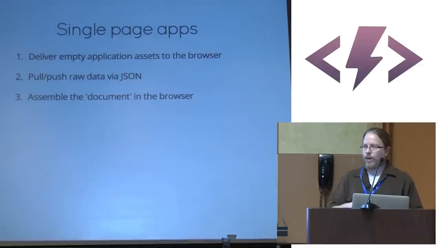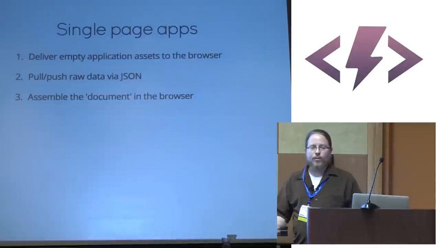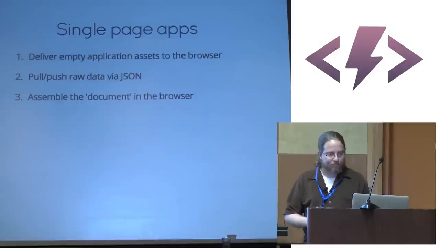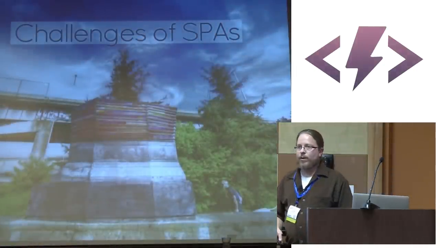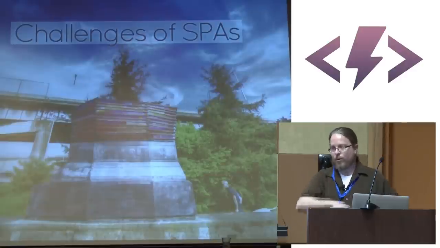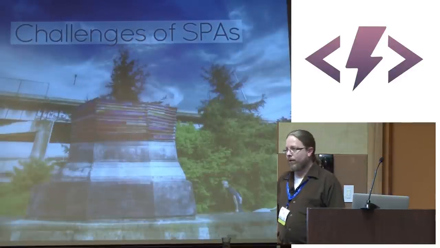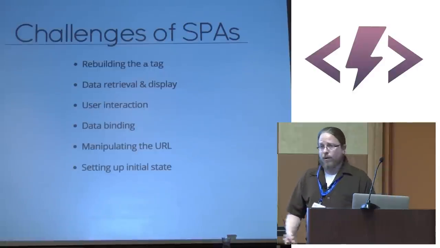With a single page app, you do things completely differently. You want to deliver empty application assets to the browser, let the browser assemble the DOM itself using all of your assets, and then you're pushing and pulling data via JSON. So if you've ever worked in an SPA of any sort, you know that there are a lot of challenges that come up. And the reason that you would use a framework like Ember is you don't want to have to overcome these challenges on your own. You want to just use something that somebody else has already figured out how to get over all of these hurdles.